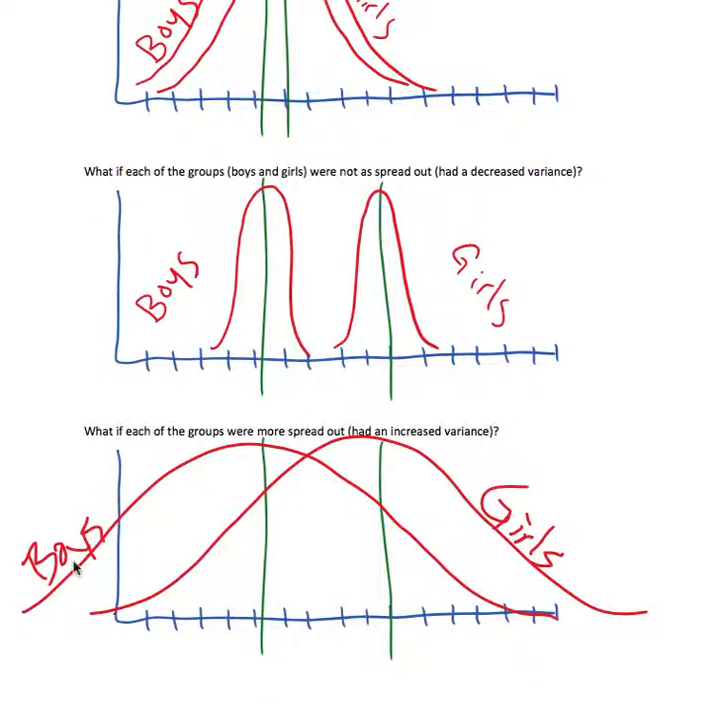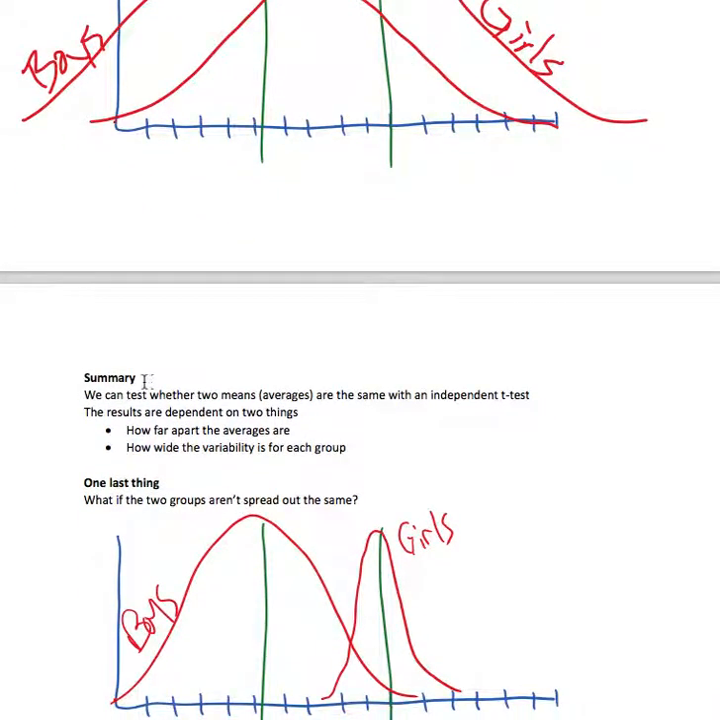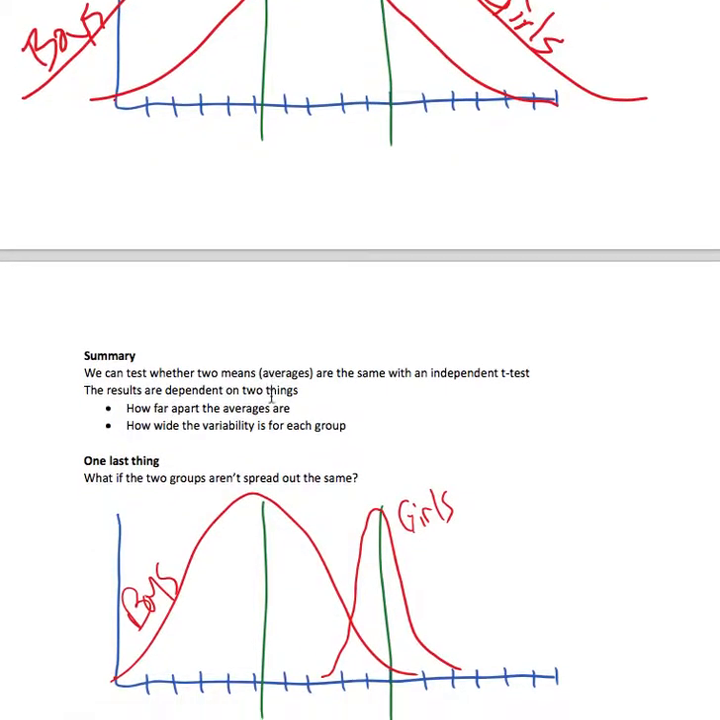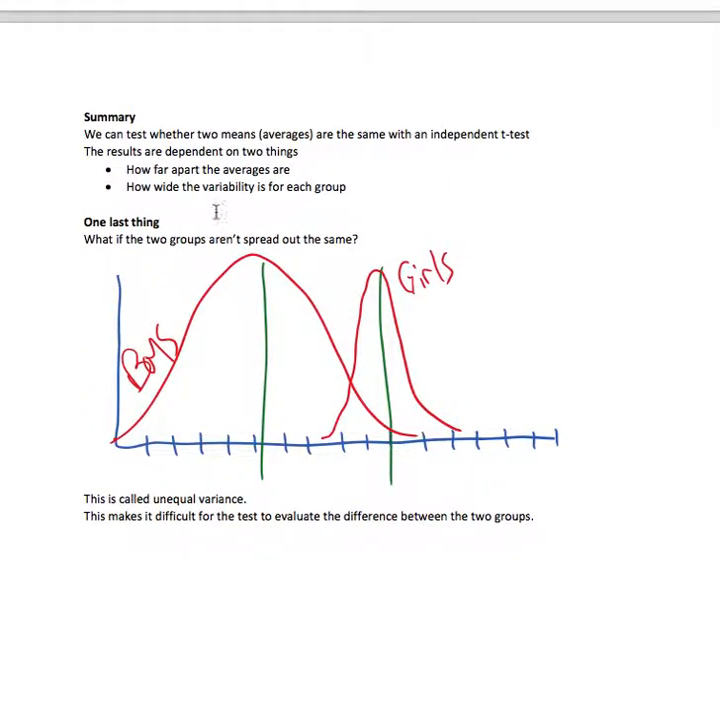We're going to see in a minute that the independent t-test is really a test of variance as much as it is a test of means. Okay, so in summary, we can test whether two means are the same with an independent t-test. The results are dependent on two things: how far apart the averages are, so how far apart the mean lines for each of the two groups are, and how wide the variability is for each group.